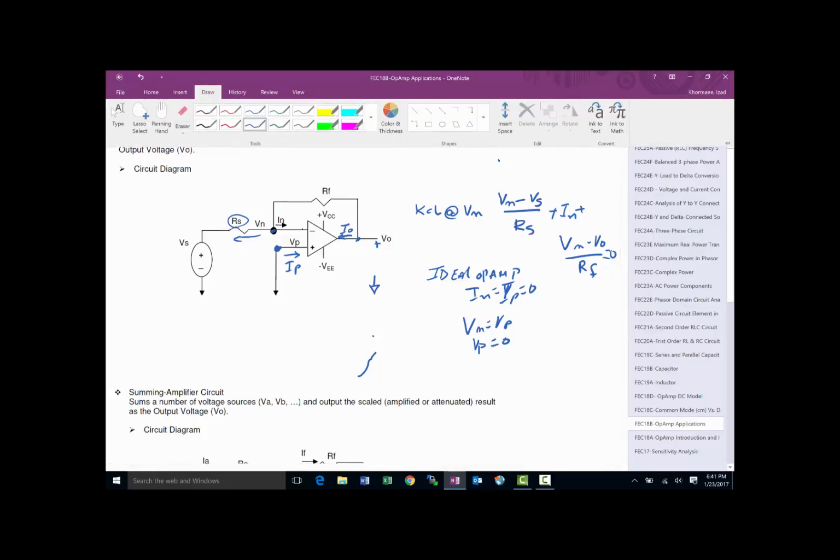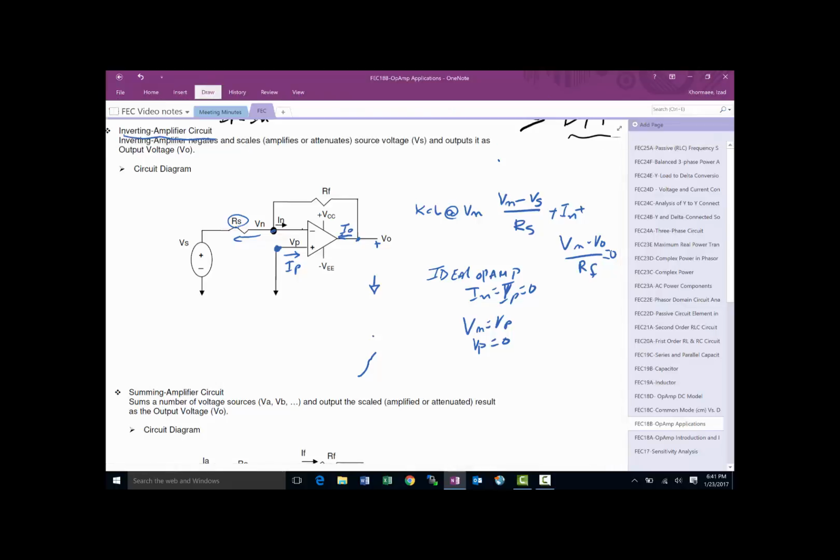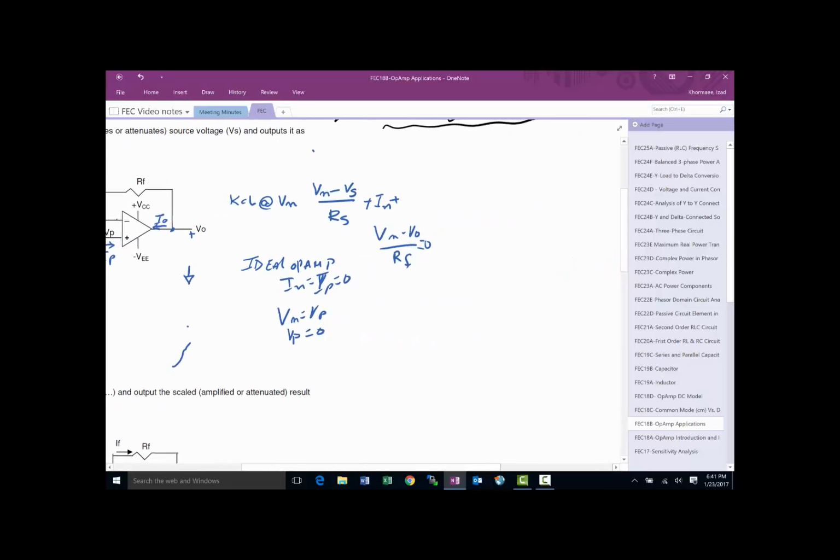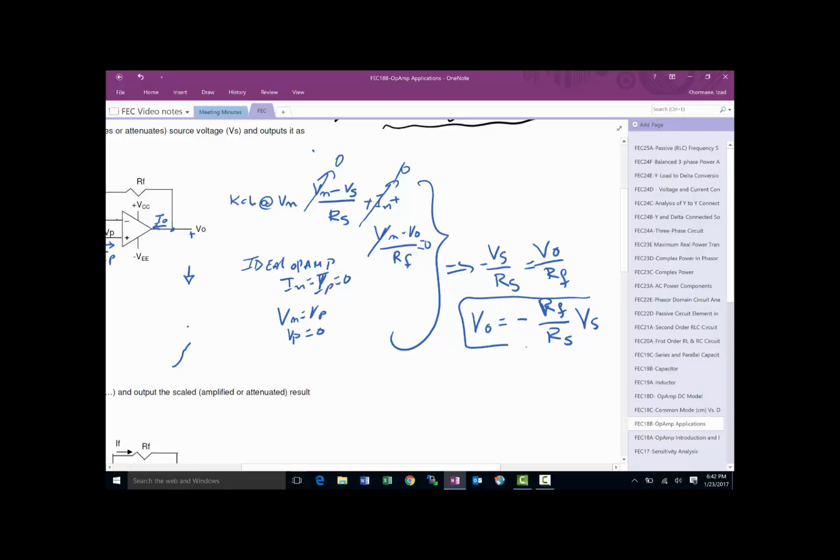So if we were to do that, we can rewrite this whole set of equations and end up with this going to 0, Vn is 0, so we'll end up with Vs over Rs minus, when we take the Vout onto the other side, Rf. So if we do a little bit more cleanup, we'll see that Vout is equal to minus Rf over Rs times Vs. Oh, that's pretty interesting. That's a nice result that we can take a look at for the inverting amplifier.